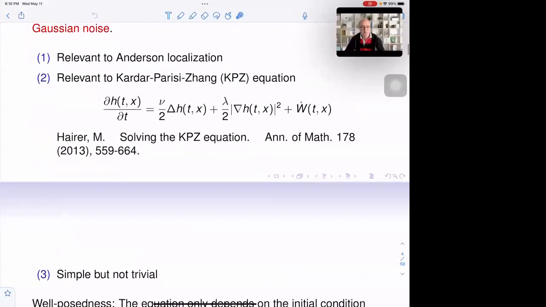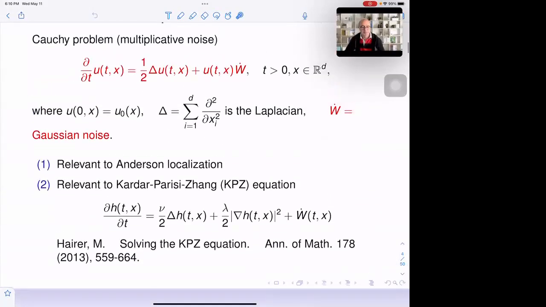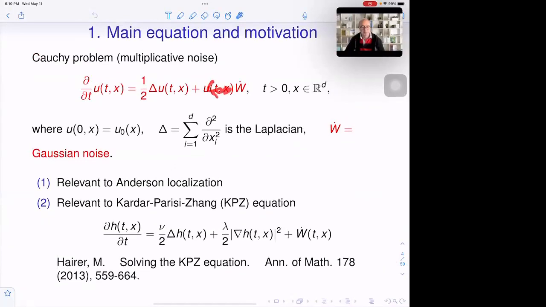Why? Because this equation is very simple, but it is not trivial. For example, if you don't have this u, then it is somewhat trivial: the solution can be obtained explicitly and it will be Gaussian. But even then people studied deeper properties of this solution. With this u here it is more complicated. This is called multiplicative noise, so people call this equation the equation with multiplicative noise. And now we explain what W is.